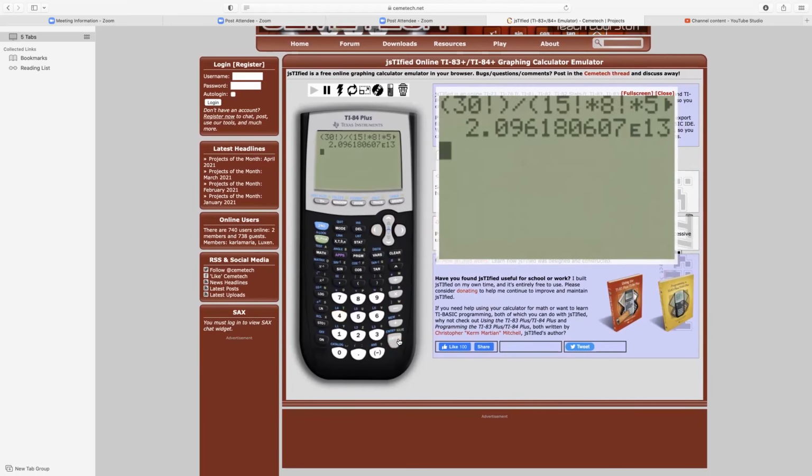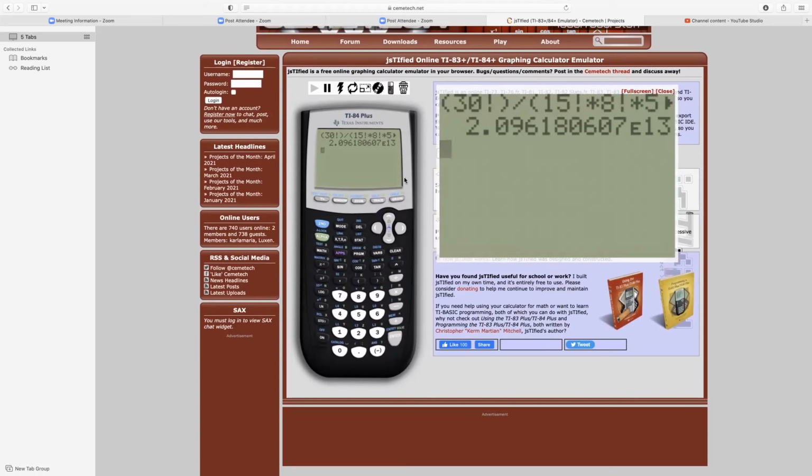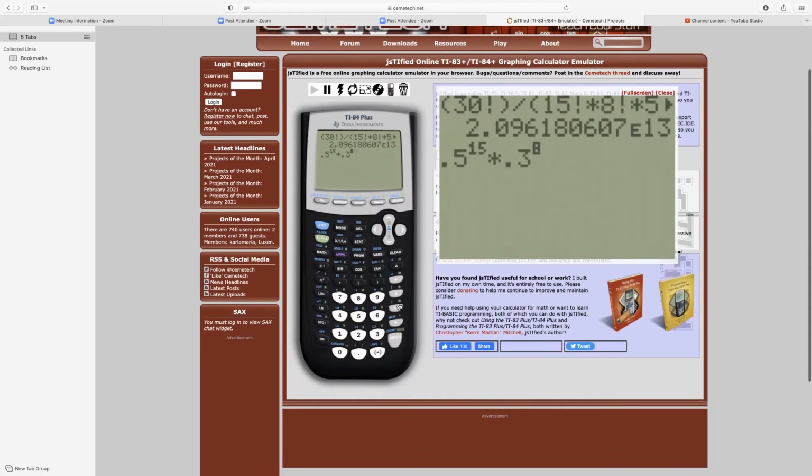So as an answer, you get this little number. Now I need to multiply this number times 0.50, the probabilities, remember? The probabilities to the power of the claims. So this is 0.50 to the power of 15, and then times 0.30 to the power of 8. Those are the claims, times the probability of 5 claims.